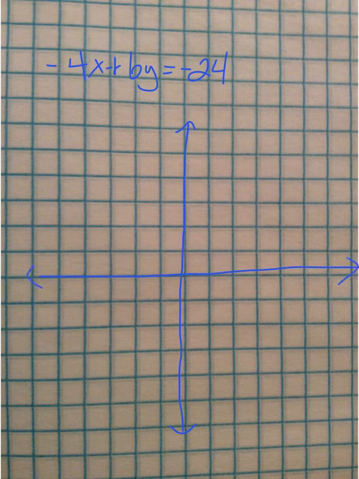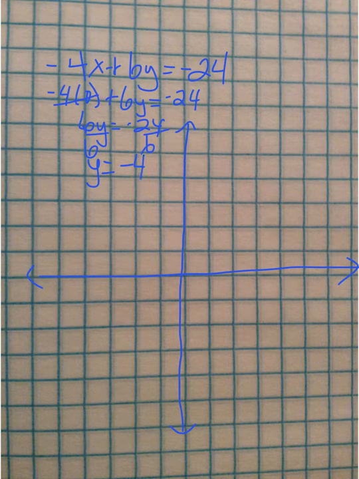And if you think about it, anything that's on the y-axis has an x value of 0. So to find the y-intercept, I'm going to put in 0 for x. Well, negative 4 times 0 makes that 0. So I really just have 6y equals negative 24. Divide by 6 to get the y by itself. And that is y equals negative 4. Now remember, I put in 0 for the x, so I actually got this ordered pair: 0, negative 4.